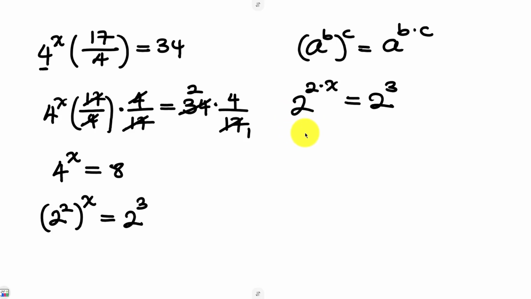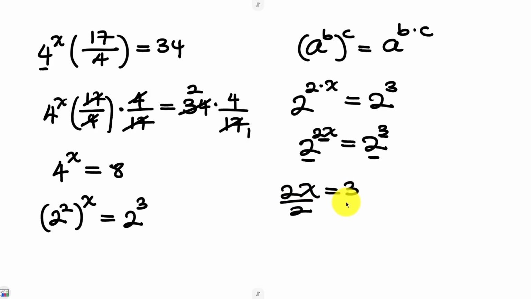Very good. So this becomes 2 to the power of 2x. This is equal to 2 to the power of 3. Now notice something, that the bases are the same. Since the bases are the same, we can equate their powers. The power on the left is 2x. This is equal to the power on the right, which is 3. And in order to get the value of x, I have to divide both sides by 2. Now dividing both sides by 2, this 2 cancels out, leaving behind x to be equal to 3 all over 2. And this is our final answer.